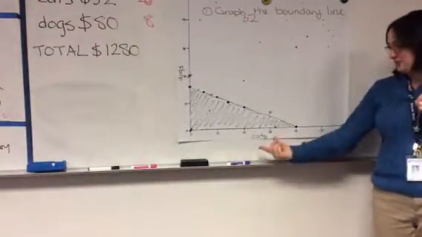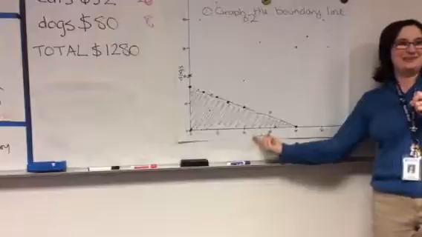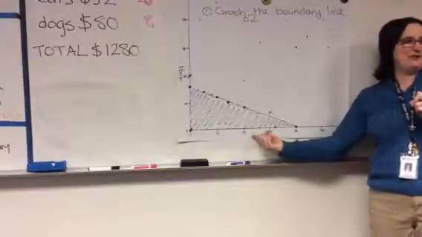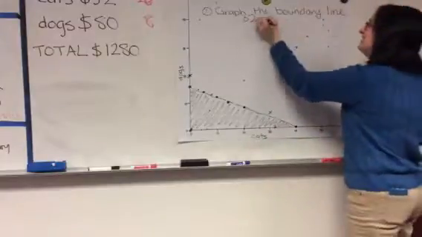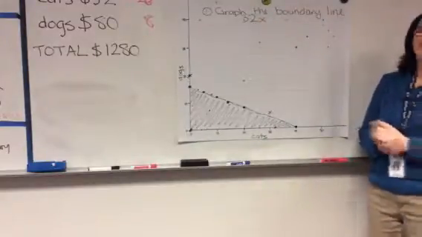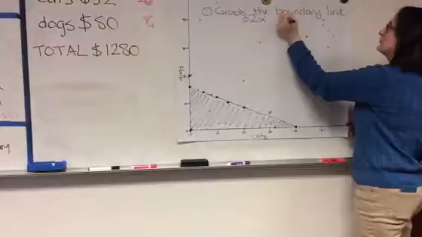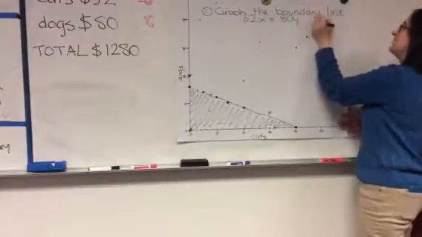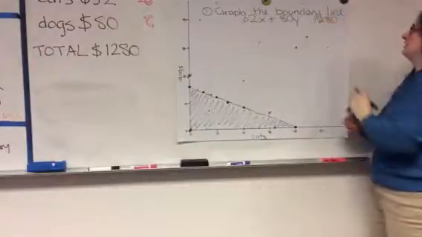What am I going to use to represent the number of cats? Where is it on the graph? Y. And then I have to add that to the total for the dogs. The dogs are $80 each. I put them together, and it should make a total of 1,280, right?